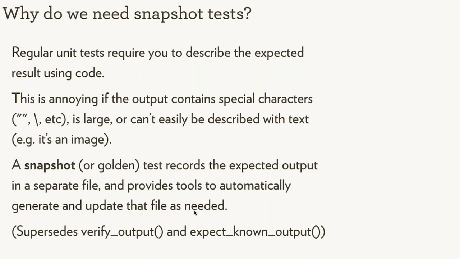But the key idea of the snapshot test is that instead of recording the results inline in the test itself, they're stored in a separate file. And testthat provides a bunch of tools for managing that file. So it'll create it automatically the first time you run it, and then it gives you tools to update it when you decide there really has been a change. And if you've used verify output or expect known output, which we've never really advertised because we've never really been particularly happy with them, the snapshot tests basically supersede those functions.